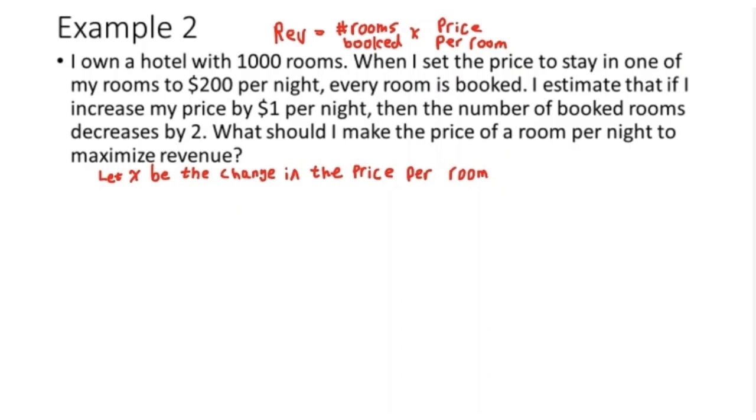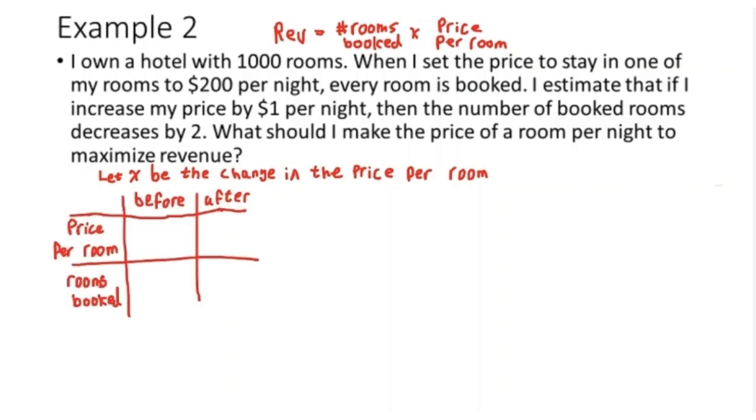To help us organize how x affects our price per room and the number of rooms booked, we're going to make a table. In this table, we're going to organize the price per room and the number of rooms booked before and after our price change.